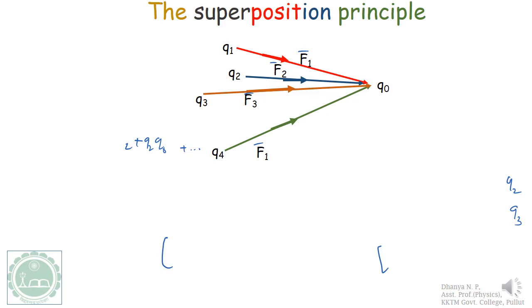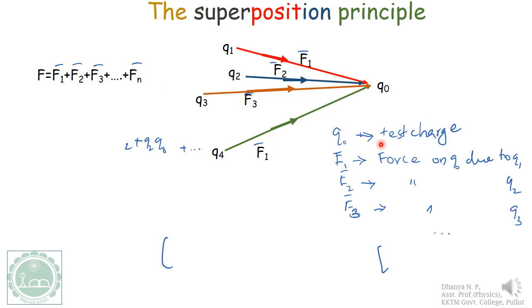If there are a number of charges Q1, Q2, Q3, Q4, etc., and we have to find the field or force at a test charge Q0. F1 is the force between Q1 and Q0, F2 is the force between Q2 and Q0, and F3, F4, and so on. We have F equal to F1 plus F2 plus F3 plus etc. plus Fn. Here Q0 is the test charge, F1 is the force on Q0 due to Q1, F2 that on Q0 due to Q2, and F3 and so on.